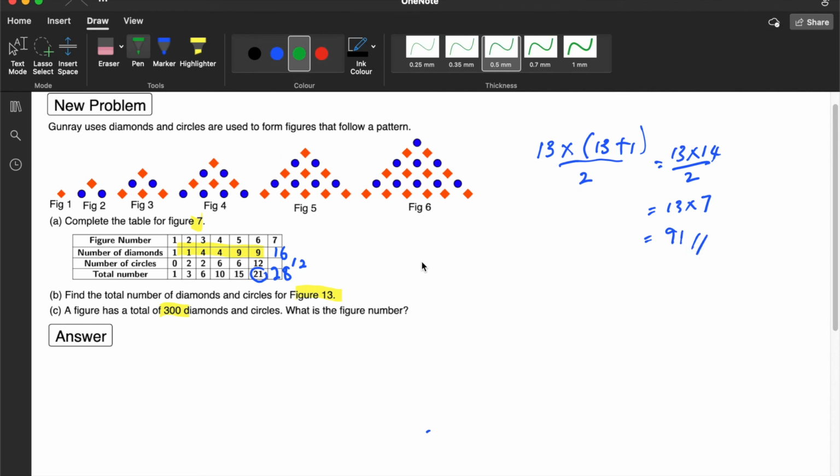What about part C? We have a total of 300 diamonds and circles. Instead of dividing by 2, now we have to do the opposite, which is multiply by 2. We get 600. Now we have to figure out what are the two consecutive numbers which multiply together to give us 600. So we have to do a little bit of trial and error, and I believe if you were to do that, you're going to get the two numbers as 24 multiplied by 25. So the figure number will be the smaller of the two numbers, so the answer is figure 24.